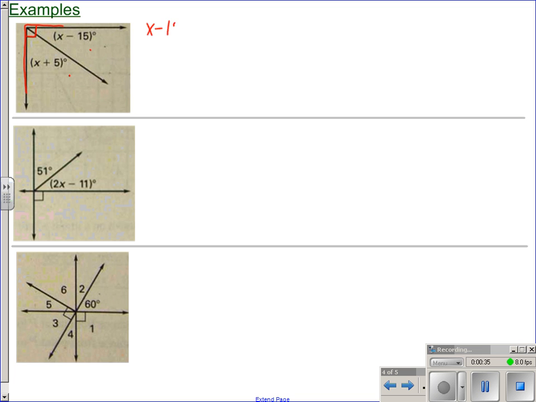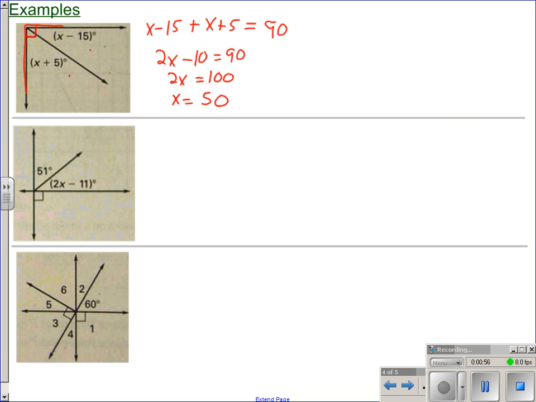So x minus 15 plus x plus 5 will equal 90 degrees. We combine like terms and get 2x minus 10 equals 90. By adding 10 to both sides, 2x equals 100, so x equals 50.